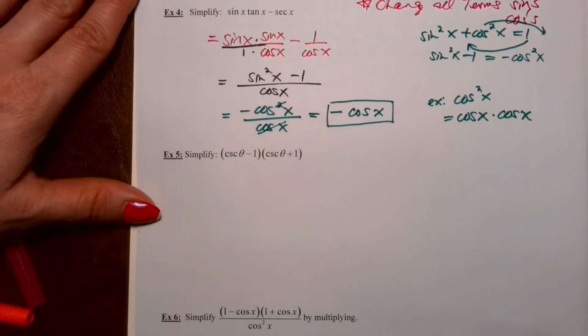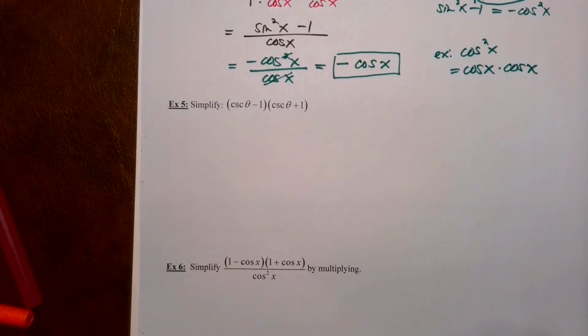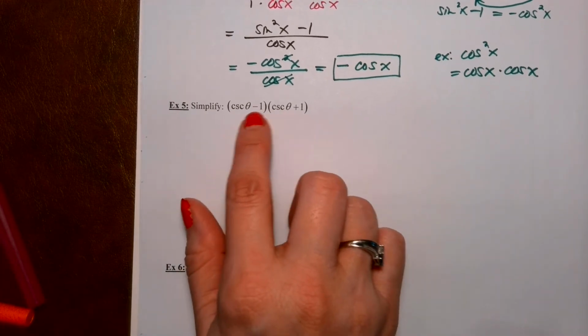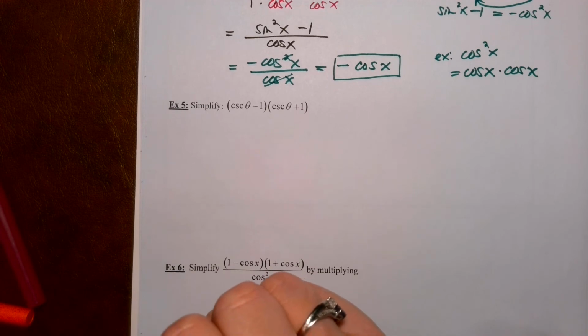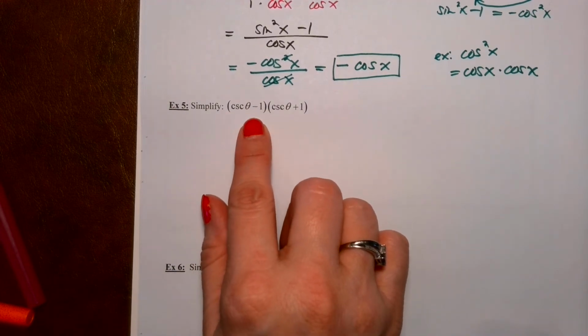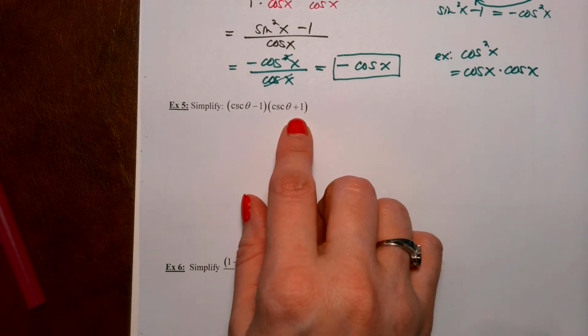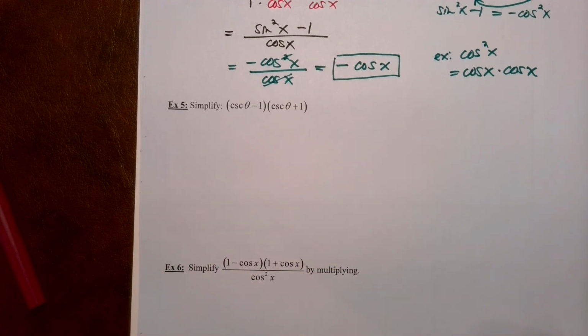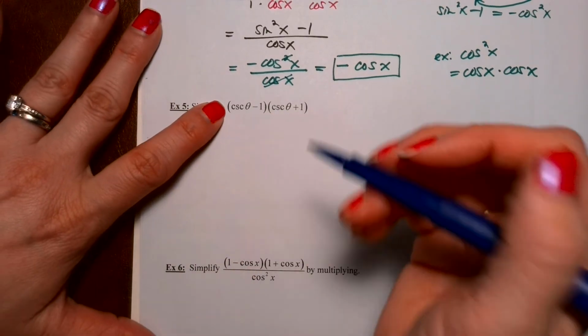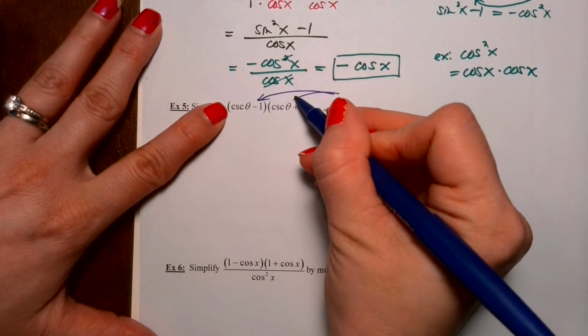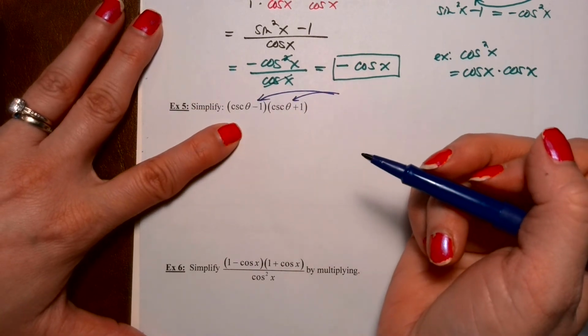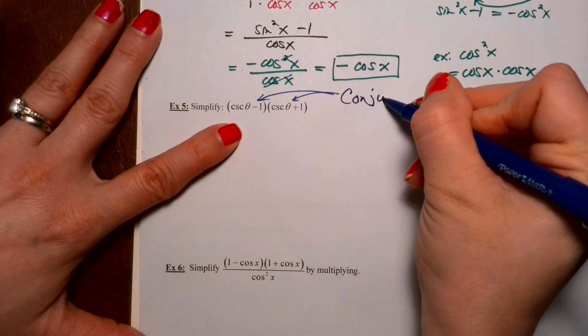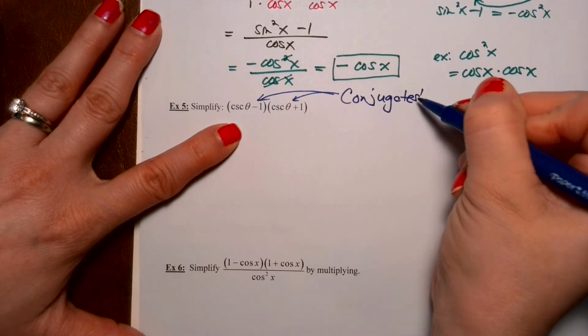All right, number 5. Any ideas here? I like that they're all the same trig function. Okay, so we see cosecant minus 1, cosecant plus 1. Oh, those are almost the same, but they are different. One's got a plus, one's got a minus. What do we call things like this? These are conjugates, okay?